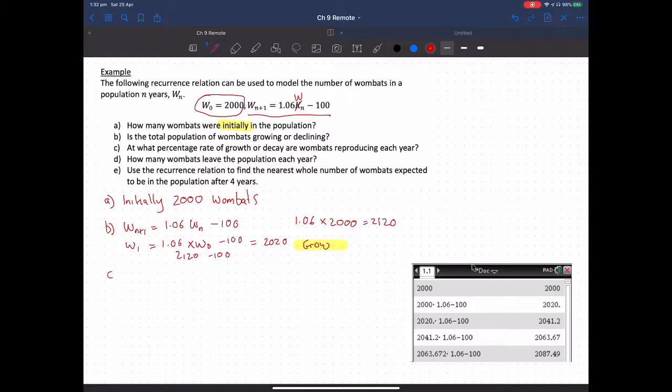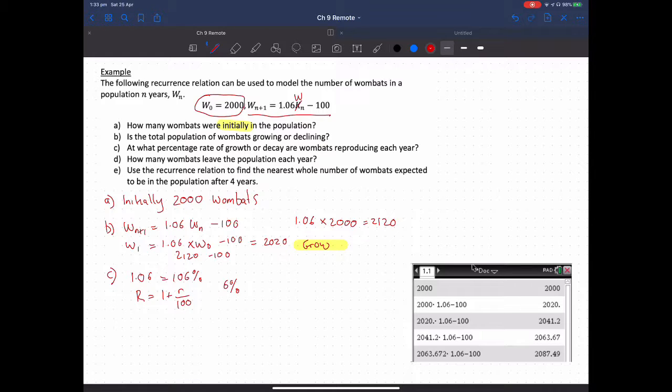Part C, at what percentage rate of growth is there? So if we look at the formula, we have got 1.06. 1.06 is 106%. Think of that as our R. R equals 1 plus little r on 100. So little r would be 6. So our growth rate is 6%.